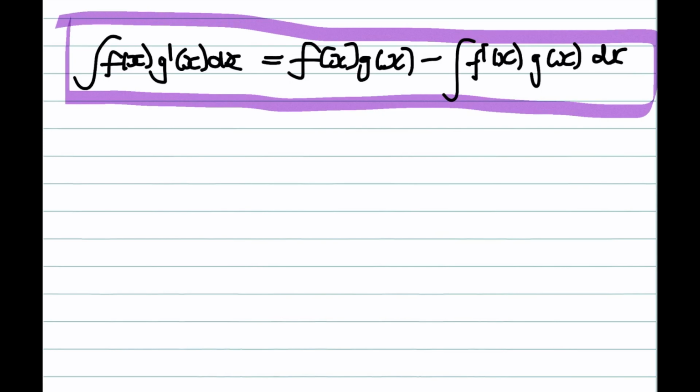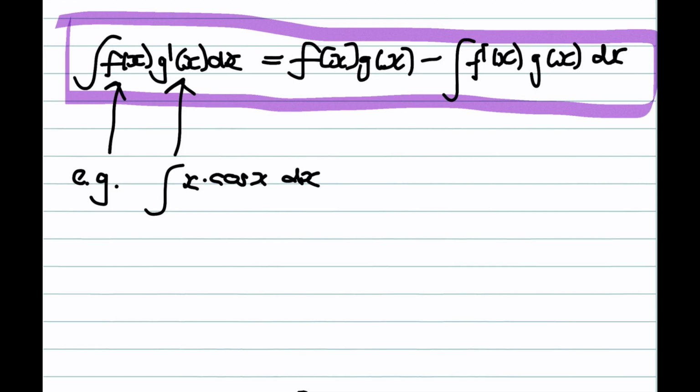What we need to do is assign one of the functions in the product in our integral to be f of x, and the other one we need to assign to be g prime of x. And then we can use the rest of the formula to solve for the integral. So for example, if we have the integral of x cos x, and we want to solve this, we can use the product rule.